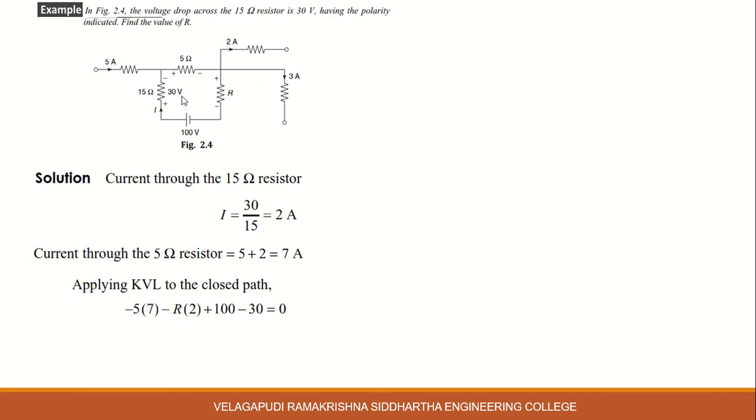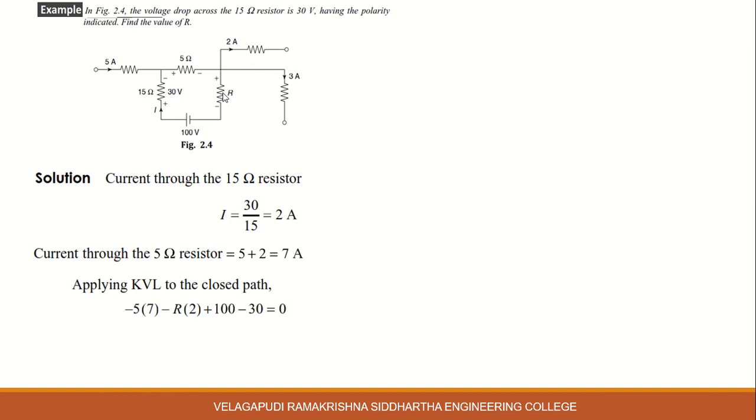Apply KVL to this closed path. Starting from the 5 ohm resistor, the voltage drop across the 5 ohm resistor, if you observe, is positive and negative, so it is a fall in voltage. That's why the negative sign, minus 5 into 7, because the current through this 5 ohm resistor is 7 amperes. So minus 5 into 7, and we traverse the closed path in the clockwise direction.